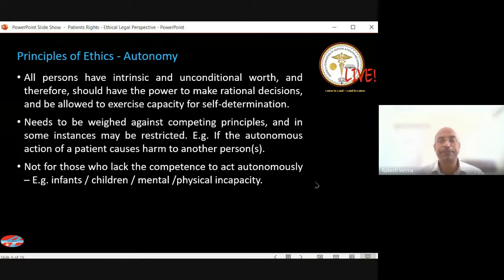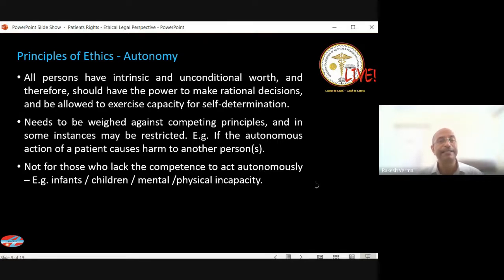So whenever we talk about autonomy, we need to weigh this against the competing principles, and my autonomy obviously cannot come in the way of somebody else's life and liberty. So therefore, there will be some restrictions as well.